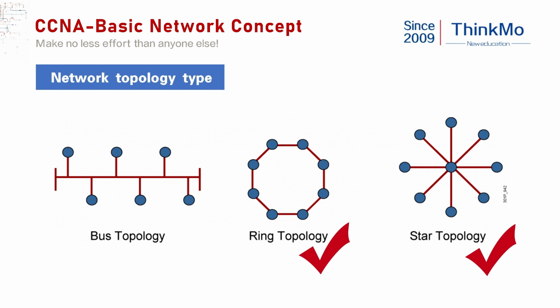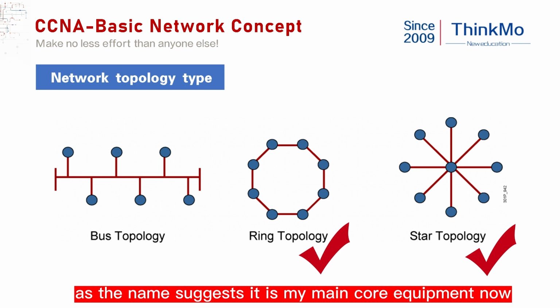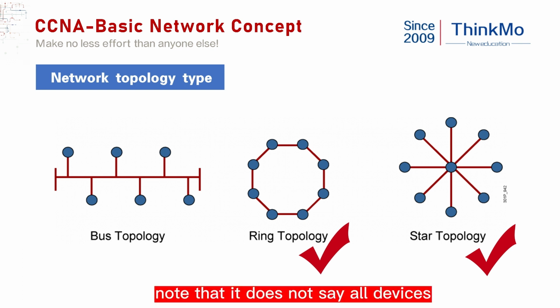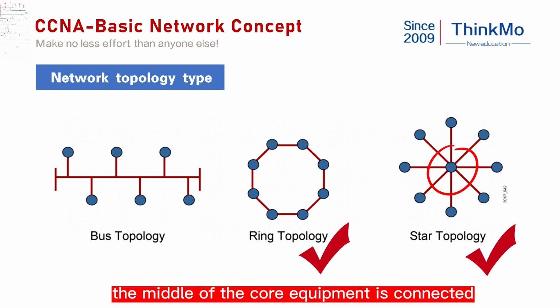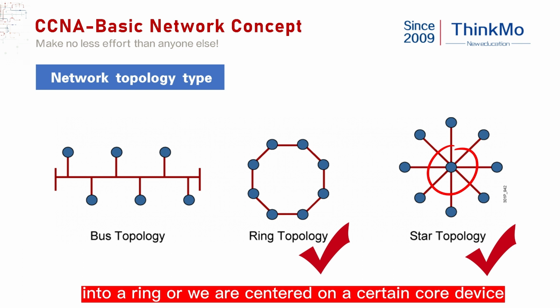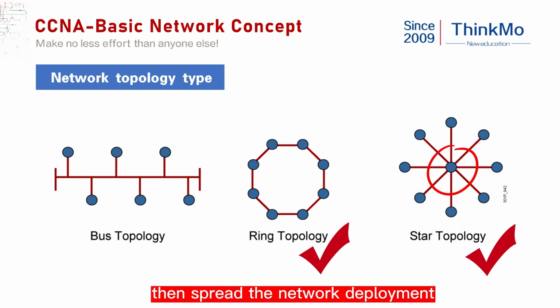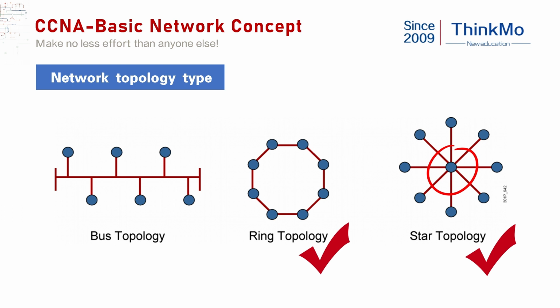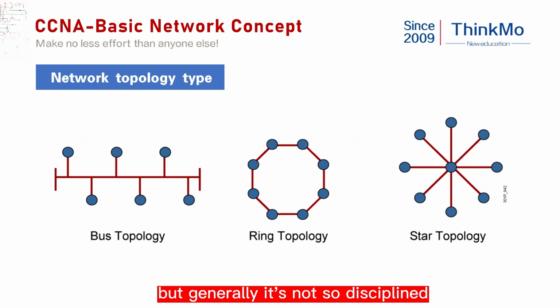Use more ring. As the name suggests, it is my main core equipment now. Note that it does not say all devices. The core equipment in the middle is connected into a ring. Or we are centered on a certain core device, then spread the network deployment. We call it a star network. Roughly like this, but generally it's not so disciplined.